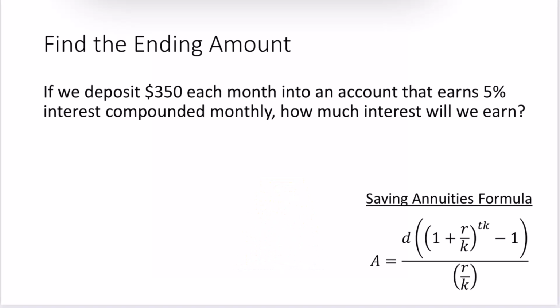All right, so let's say that we want to deposit $350 every month into an account that earns 5% interest compounded monthly. And we want to figure out how much interest we will earn. So in this problem, D equals 350 and our interest rate is 0.05 and we're compounding it monthly, so K equals 12. Which is good that our deposit amount matches how often the interest is being compounded. And the thing we're looking for is how much interest we will earn.